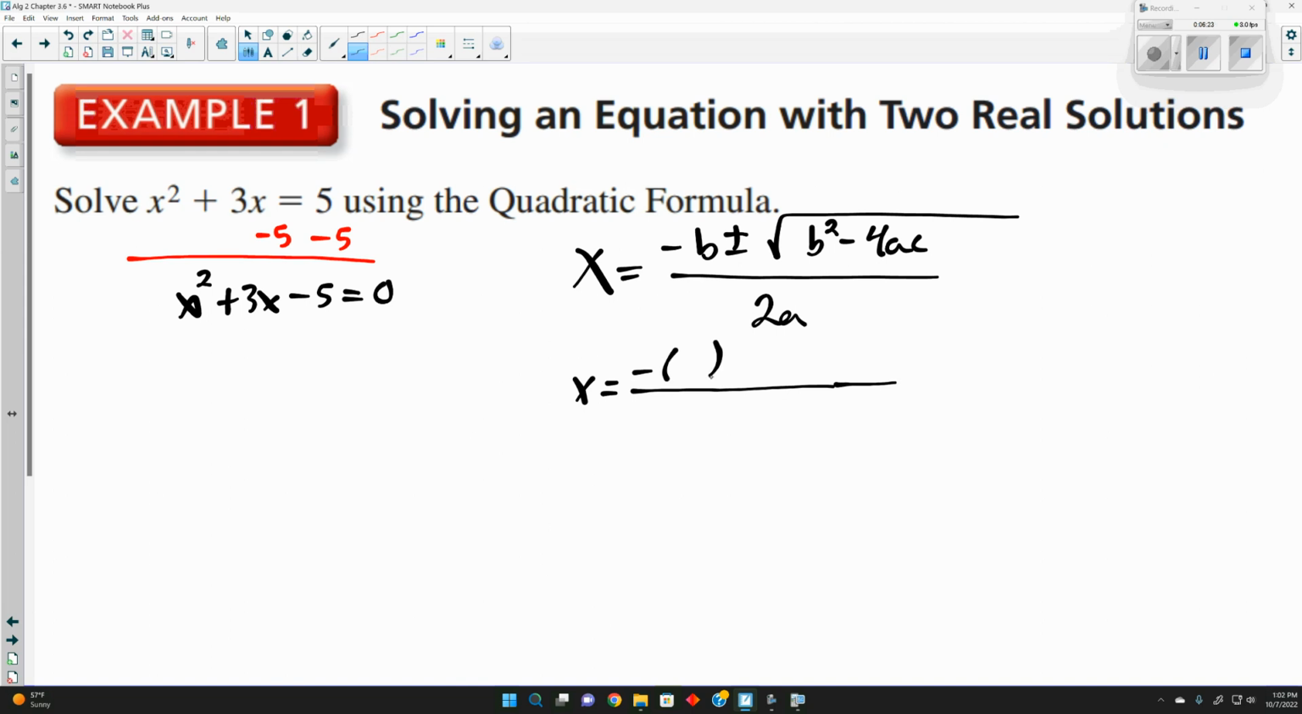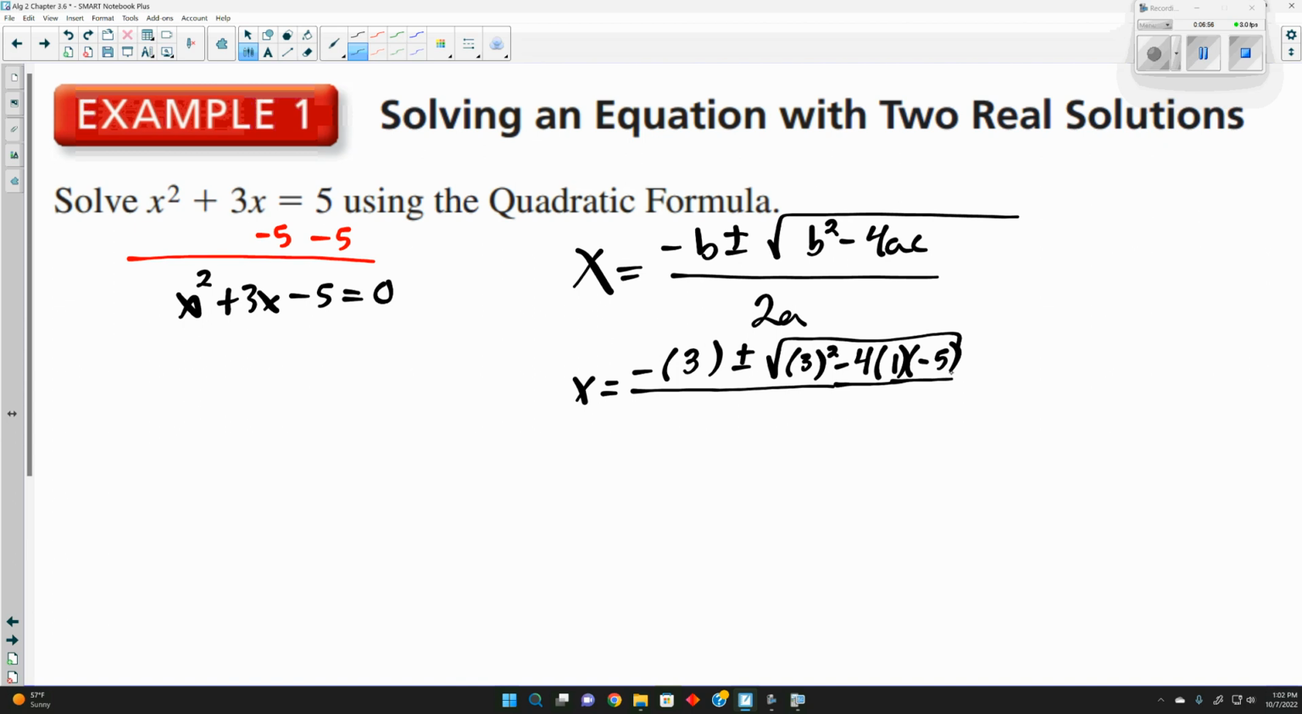Now we're going to plug in the values of a, b, and c. For b in our case, what's its value going to be? 3. It's the number in front of x. We take the sign with it. Since it's plus, I'll plug in positive 3, plus or minus the square root. B squared, so it would be 3 squared, minus 4 times a. Well, the value of a is 1, yes? 1 times c, which is negative 5.